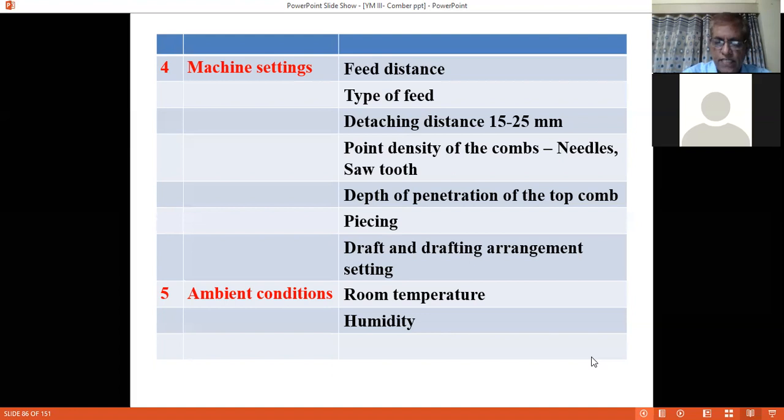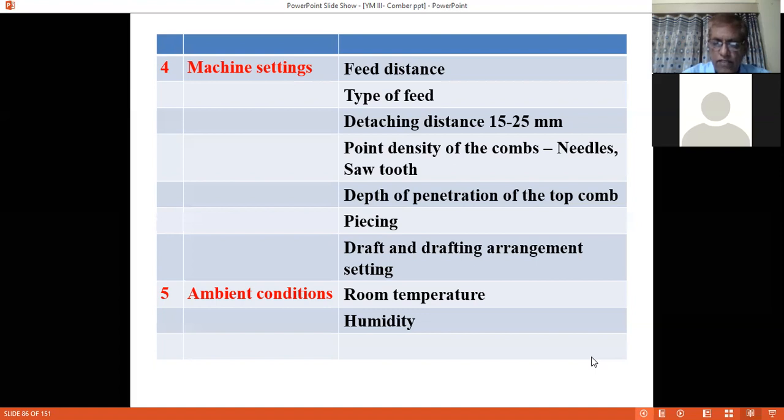Next point is detaching distance. Detaching distance is generally kept 15 mm, 16 mm to 25 mm. And detaching distance is directly proportional to the noil percentage. This is the most commonly changed setting of the comber.